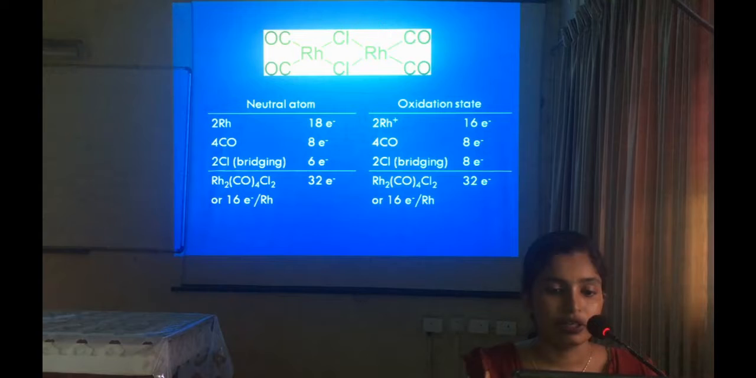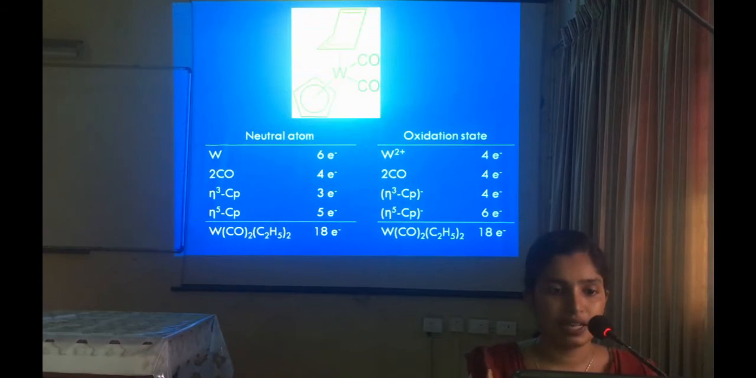And now the chlorine. When it is existing as a bridging ligand, in the oxidation state method, it will act as a 4 electron donor. And hence the total electron count is again 32. So as I have already mentioned, whichever method you use, you will get the total electron count to be the same. And here is the last example, which is a tungsten-based compound.